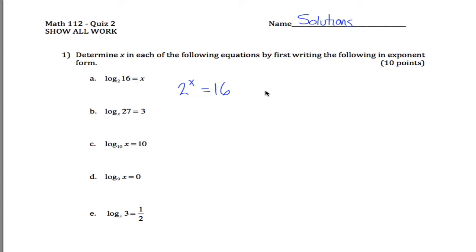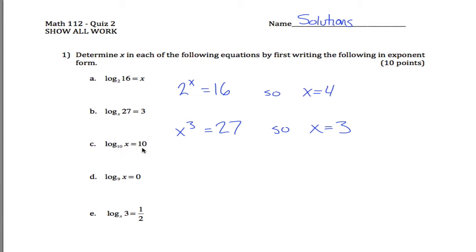So we get 2 to the x equals 16, so what, x is 4? Looks right, 2 to the 4th power is 16. Log base x of 27 equals 3. That means x to the 3rd power is equal to 27. So what number raised to the 3rd power is equal to 27? I guess you take the cube root of both sides of the equation if you really wanted to. And you get x equals 3.